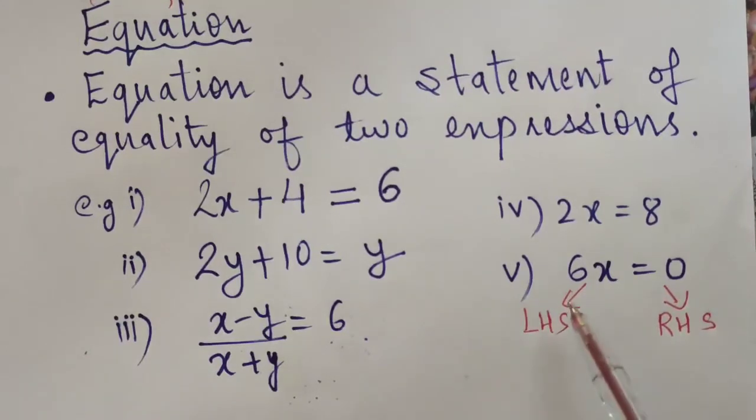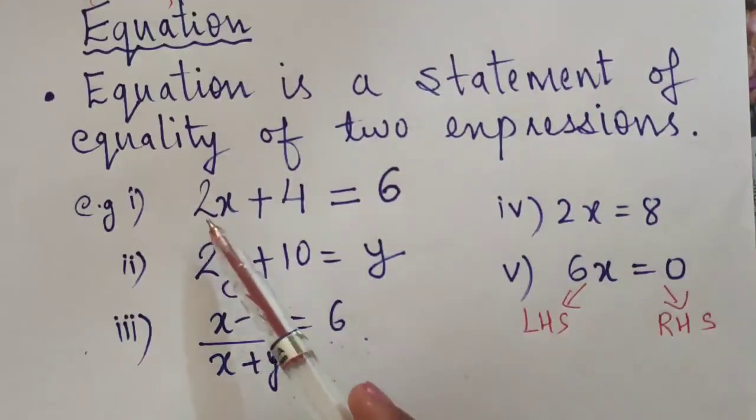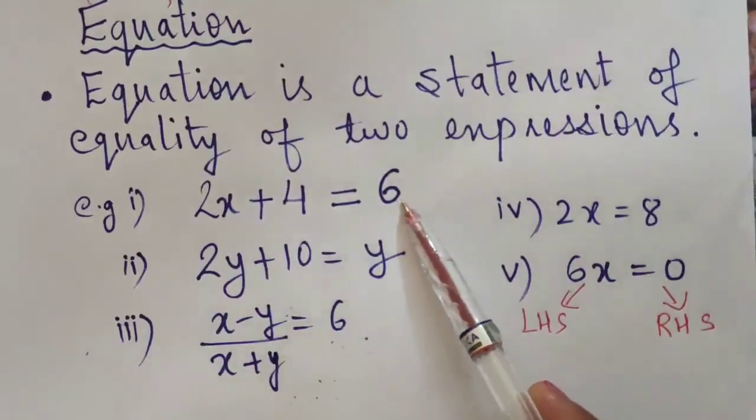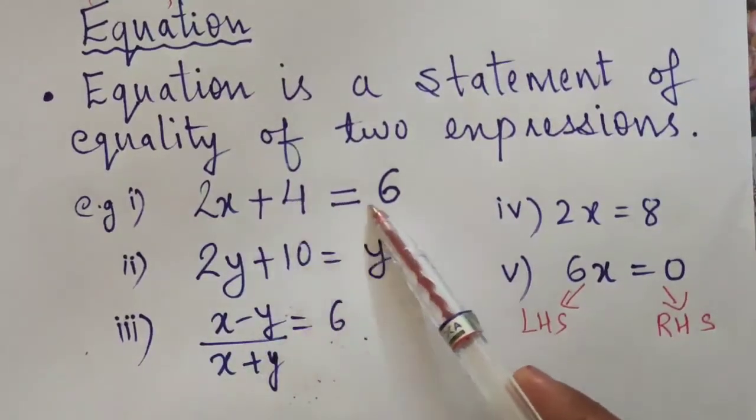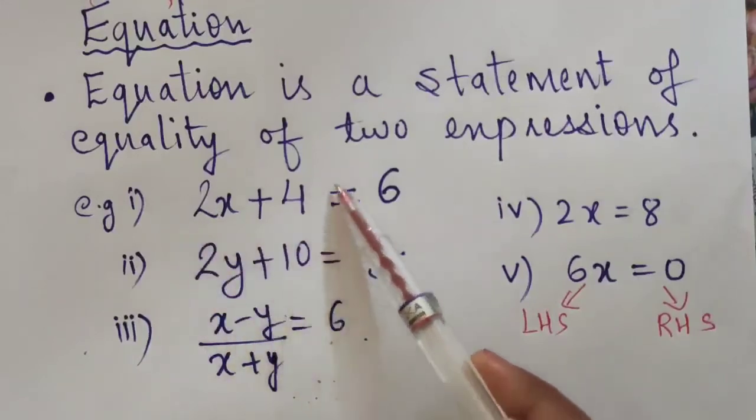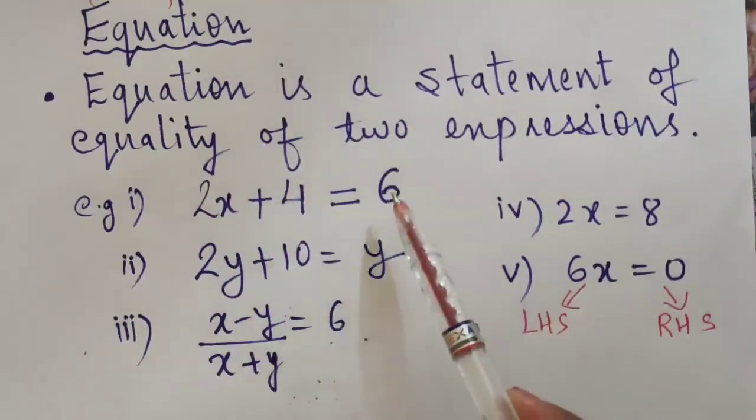And left hand side should be equal to right hand side at any point in time. In all these equations, the examples given here, everywhere the left hand side should be equal to the right hand side. So in this case 2x plus 4 will be equal to 6. So when you solve the left hand side, you should have the exact answer, that is 6.